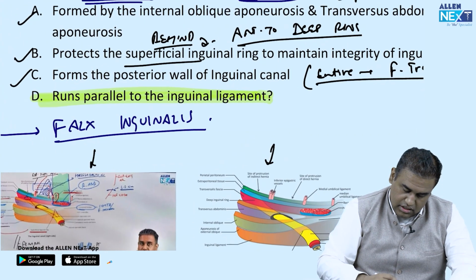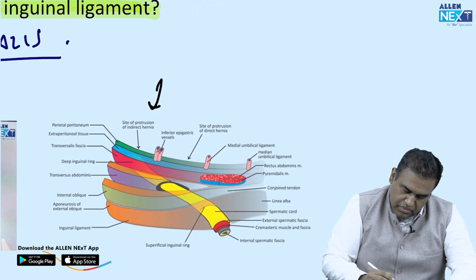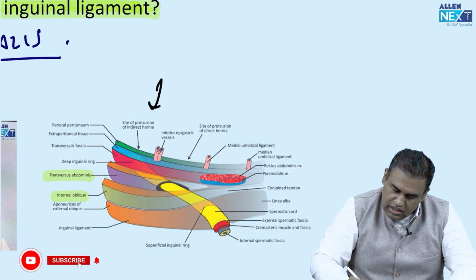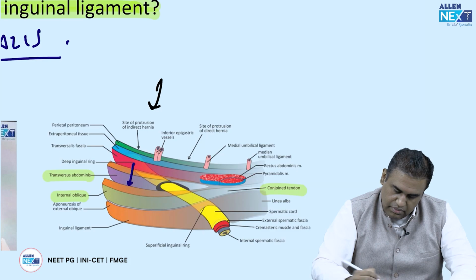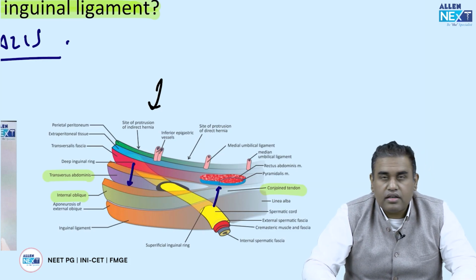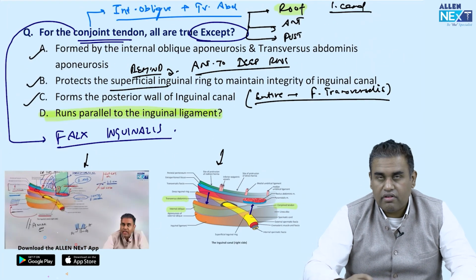You can see the screenshot, but let's see over here. These are the 2 tendons, the internal oblique and the transverse abdominis, which form the conjoint tendon. You can also see that it lies in front of the deep ring and behind the superficial ring, and it goes above the canal, forming the roof of it. A very important topic.